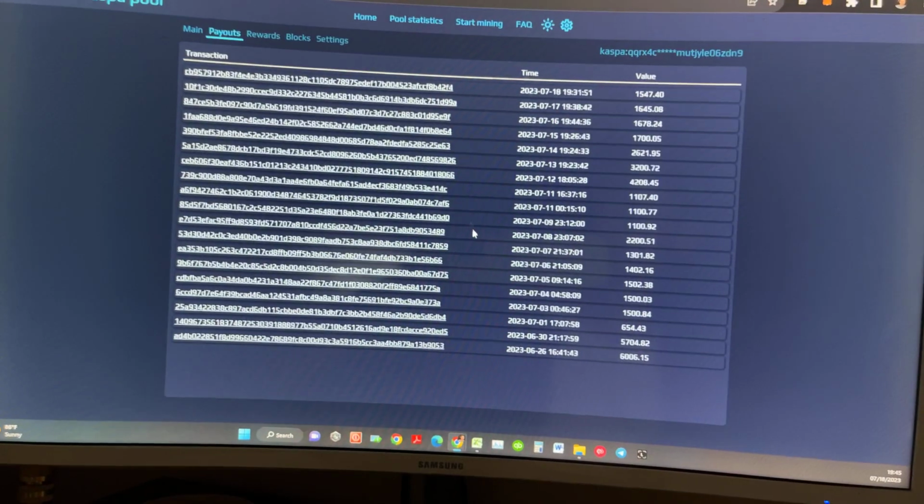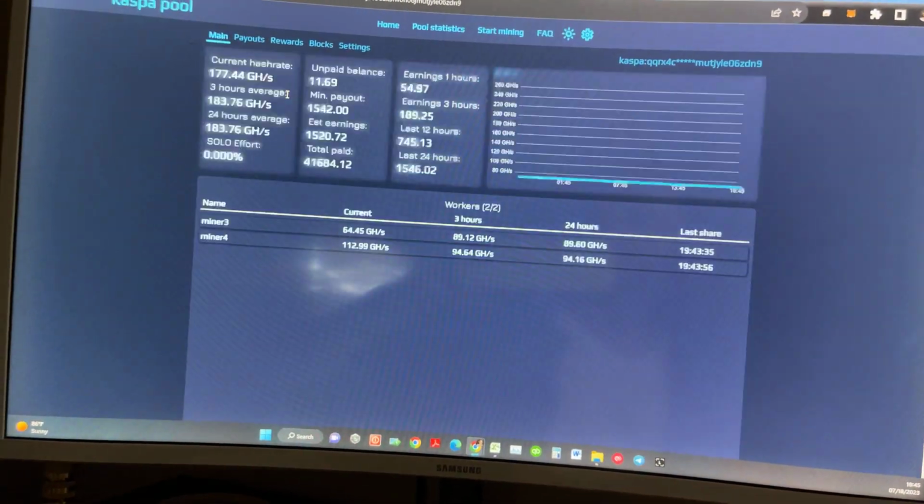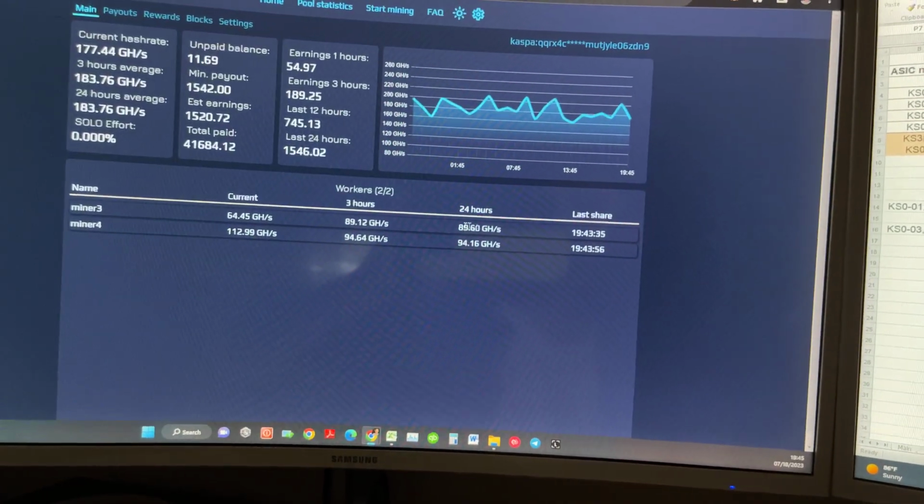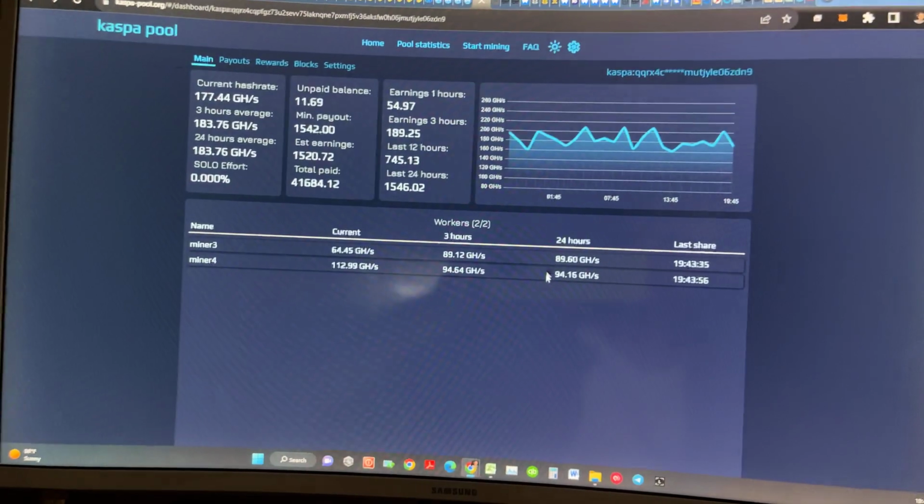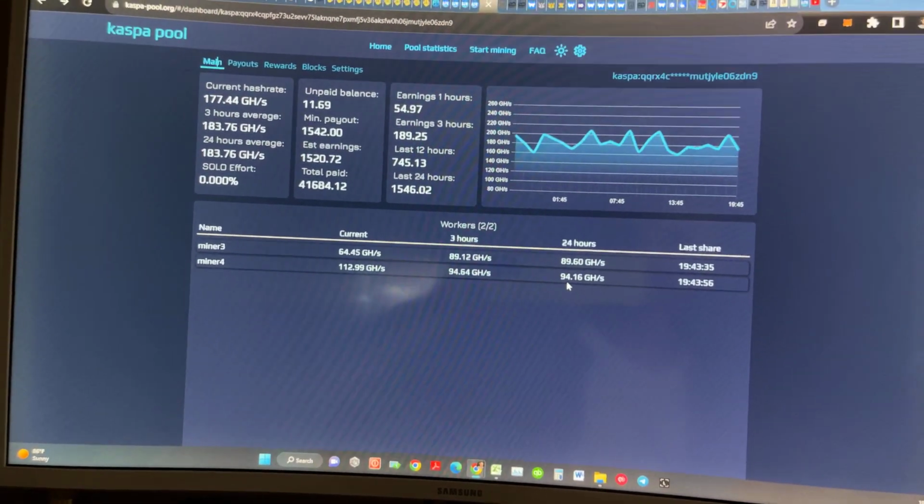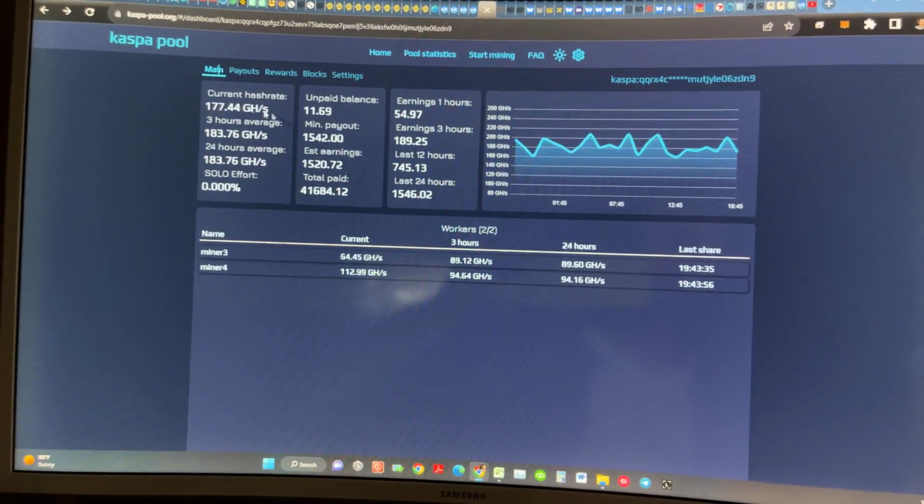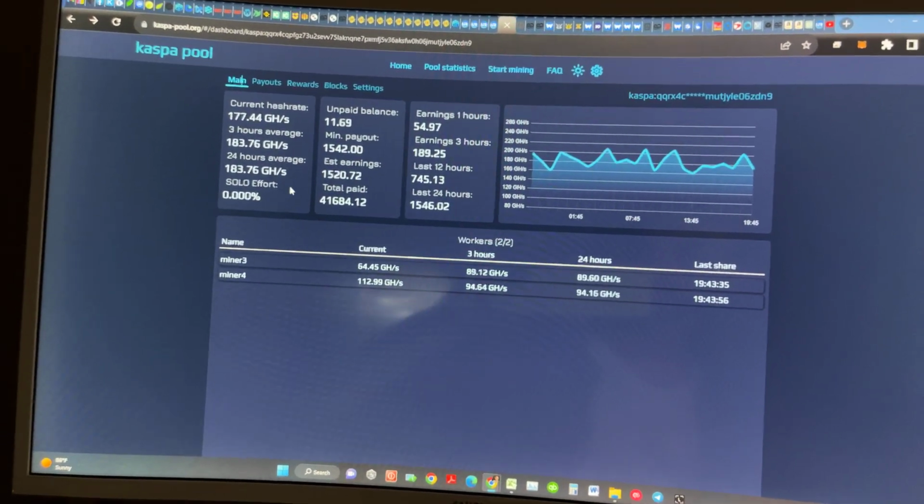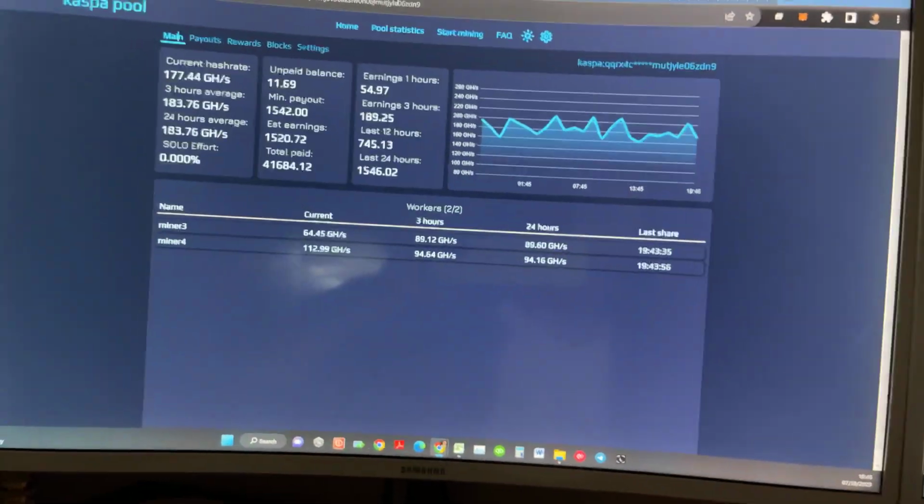Compared to Kaspa pool, it is a little bit different. The averages are a lot lower on the number 3 miner right here, you could see, and overall is 177, 183 for two hours, 24 hours, okay? So that's where we are.